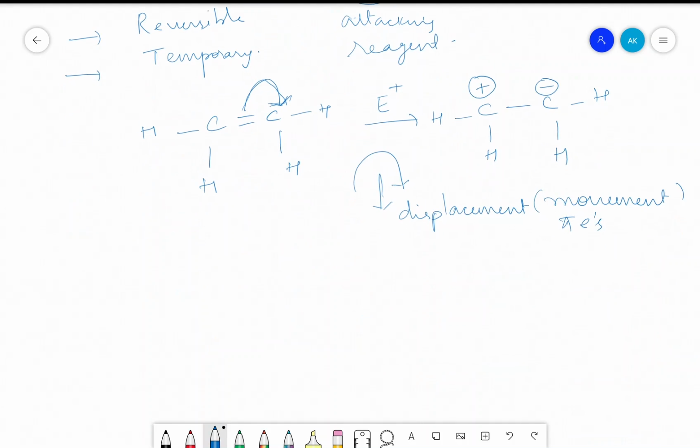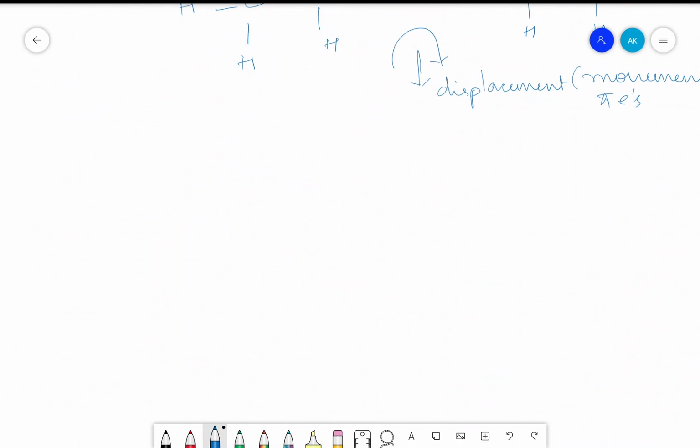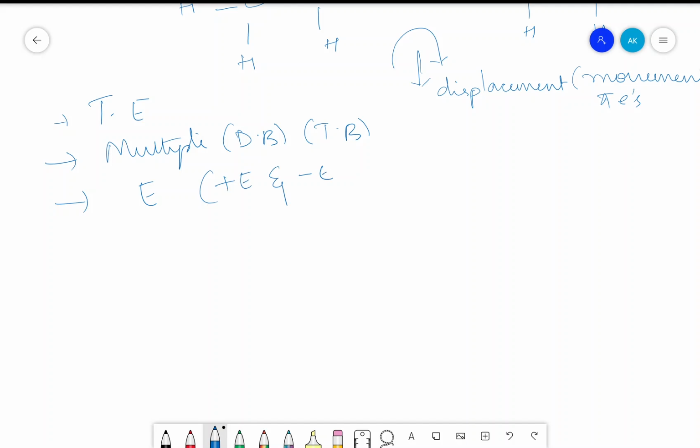There are a few important characteristics of electromeric effect. Electromeric effect, I said, is a temporary effect. It takes place in compounds having a multiple bond. Multiple bond can be a double bond or triple bond. Electromeric effect is denoted by E. It is of two types, plus E effect and minus E effect. The transfer of electrons is represented by a curved arrow, I have said.